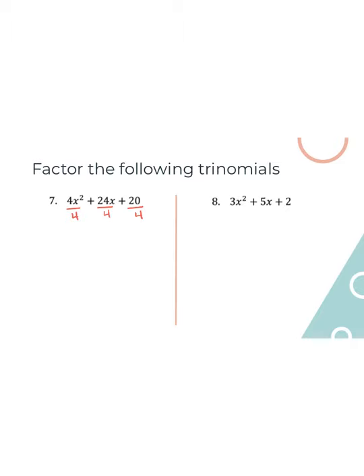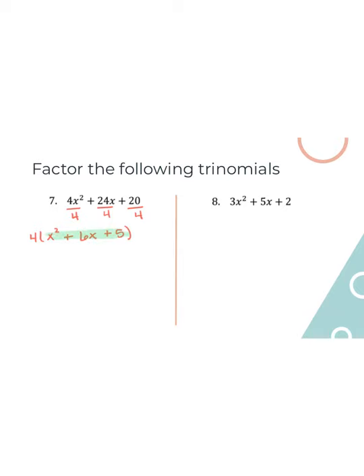And then I have an x squared, an x, and then nothing. So there's no letter that I can take out. So I'm going to go ahead and put my 4 on the outside. 4x squared divided by 4 leaves me with an x squared, plus 24x divided by 4, that's going to leave me with a 6x, plus 20 divided by 4 is 5.